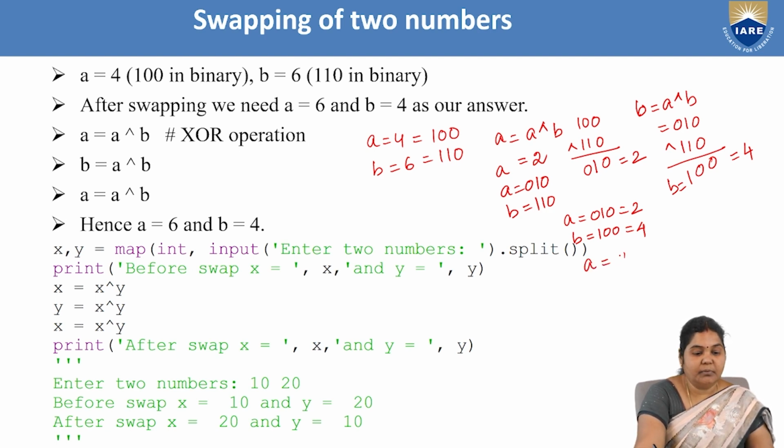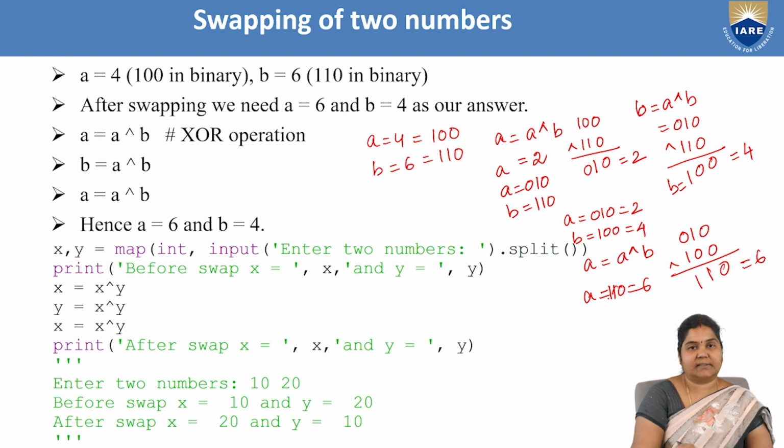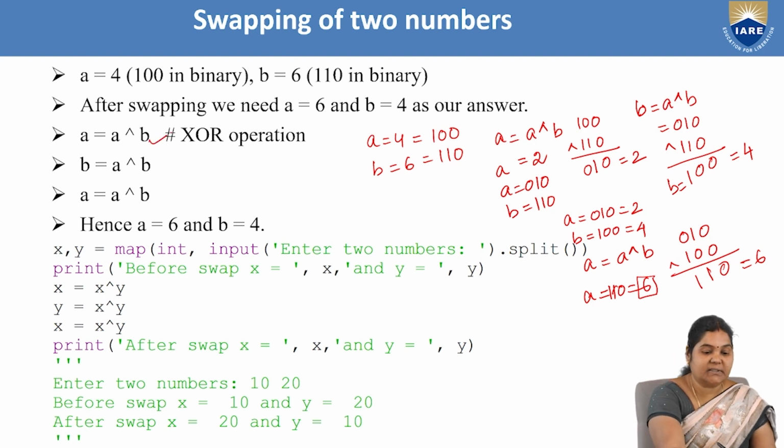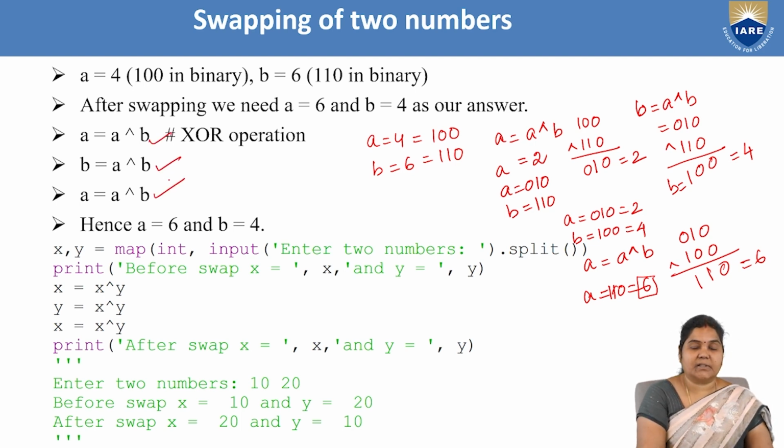So third time we will do A is equal to A XOR B. The value of A is 0, 1, 0. The value of B is 100. If you do XOR again, both are same, so 0. Both are different, 1. Both are different, again it is 1, which is nothing but 6. So now A is changed to 1, 1, 0, which is nothing but 6. So after doing the third time XOR of A and B, we got the value of B in A. After doing these 3 steps, A and B values are swapped. Now A becomes 6 and B becomes 4.